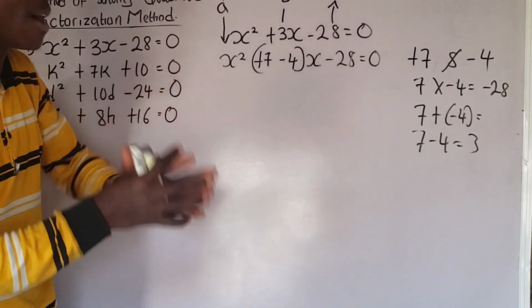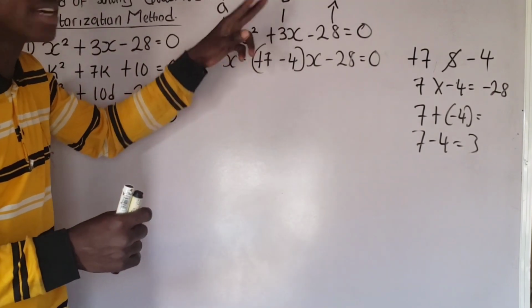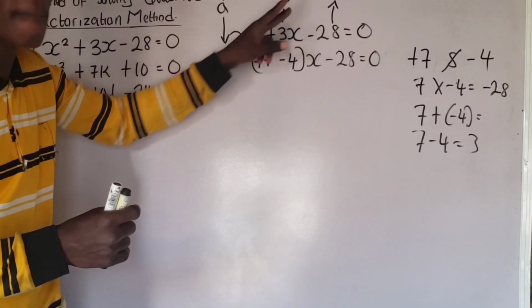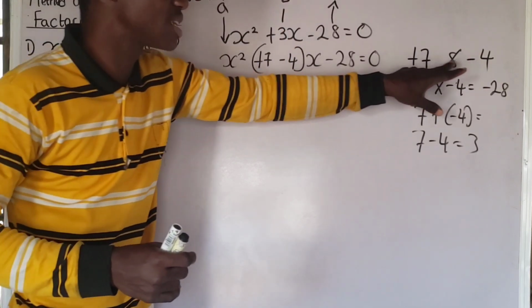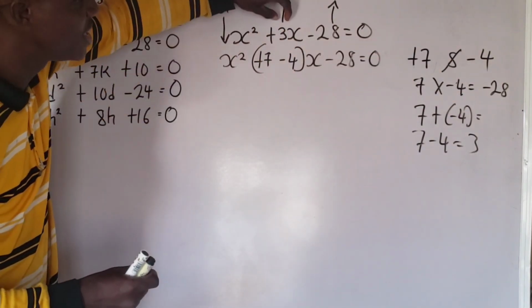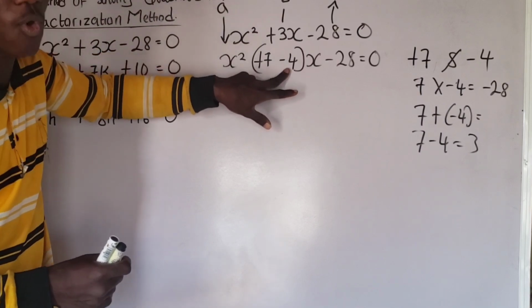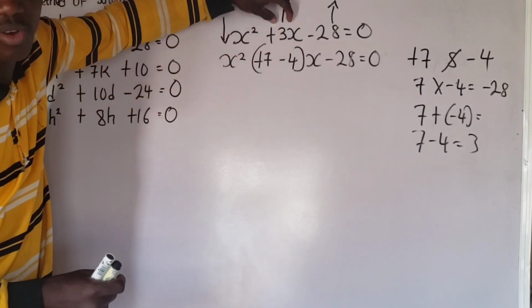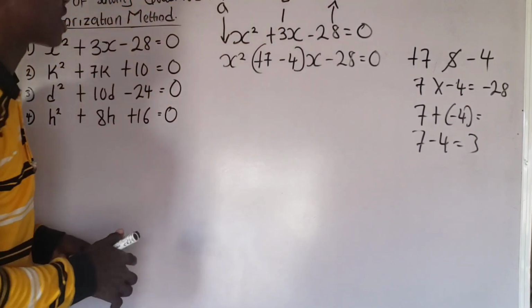I add those two numbers together. I replace it by b, and I replace the second term by those two numbers. The two numbers are plus 7 and negative 4. So I replace 3 by plus 7 and negative 4. If I add these two numbers together, I'm still going to get the value of plus 3. Do you understand? Okay, so let us proceed.